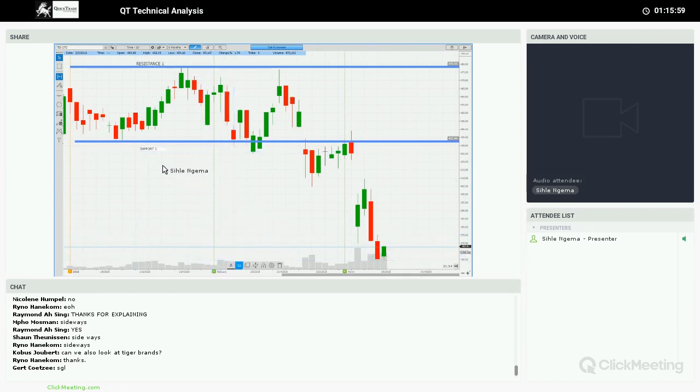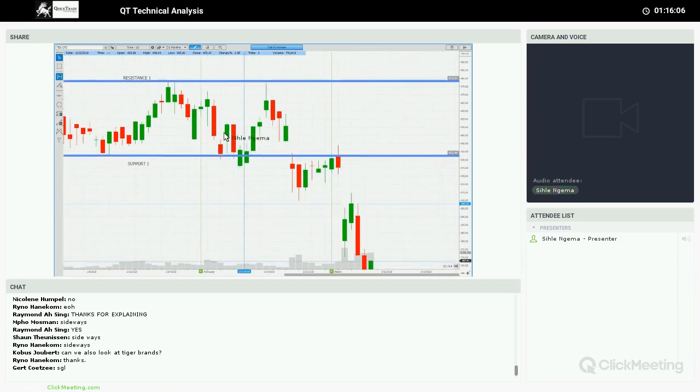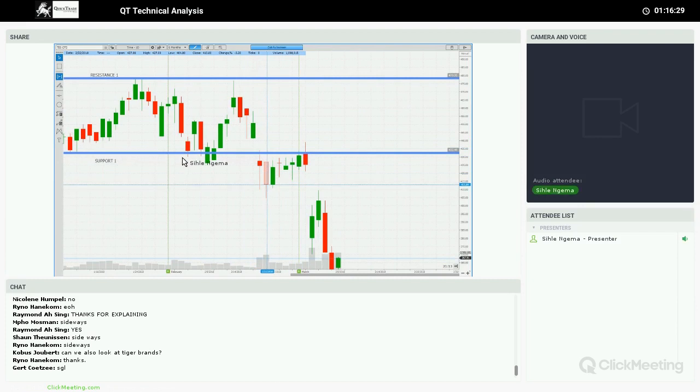This is support 1 for Tiger Brands. As you can see from here, February on Tiger Brands started first by going to support 1. When it got to support 1, the share moved back to resistance 1, and then it started breaking. So February broke support 1, and then it ended at the very same support 1.